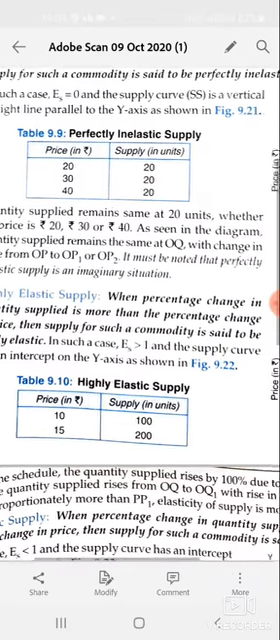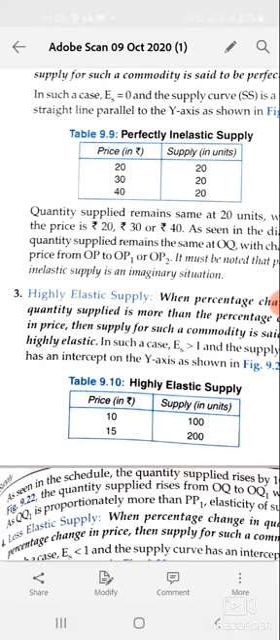Now clearly it is written, when percentage change in quantity supplied is more. Now if price is changed by 2% and the supply is changed by 5%, then 5% upon 2% is equal to 2.5. 2.5 is more than 1. Then you will easily find out that the supply of the commodity is more than unit elastic.